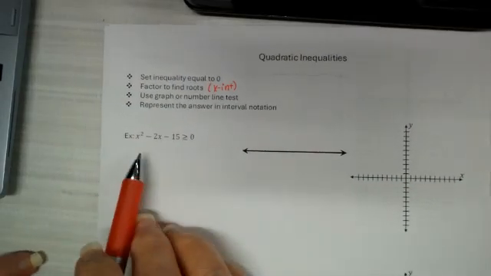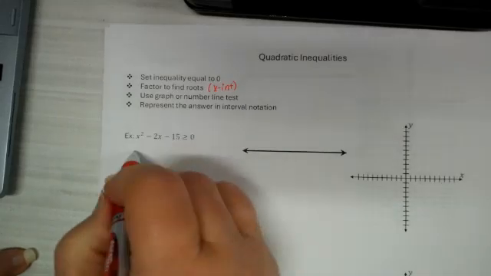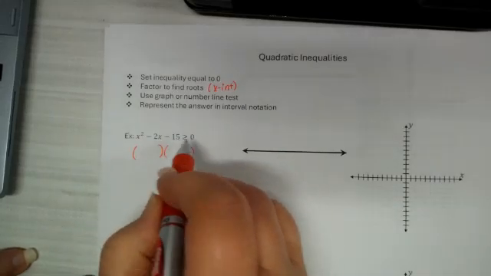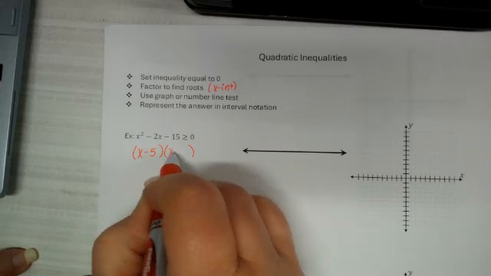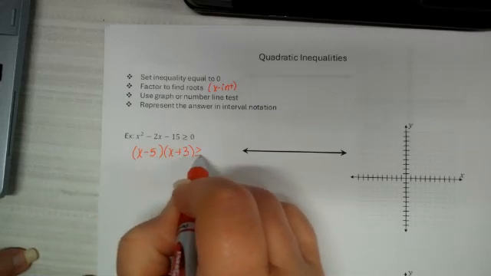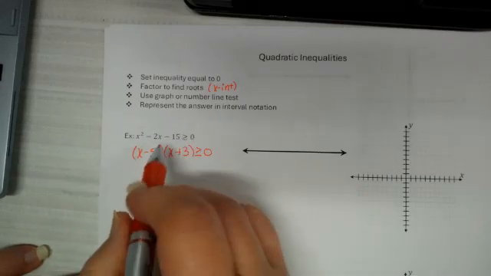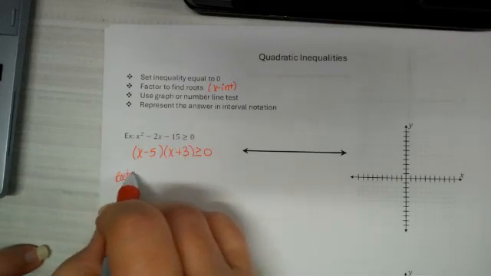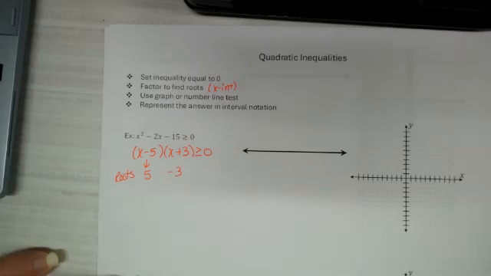All right, let's start. The first step is to make one side equal to 0, so we can factor this. I need factors of negative 15 that add up to negative 2. So I'm going to use x minus 5 and x plus 3. My roots are whatever makes these equal 0. So that's 5 and negative 3.